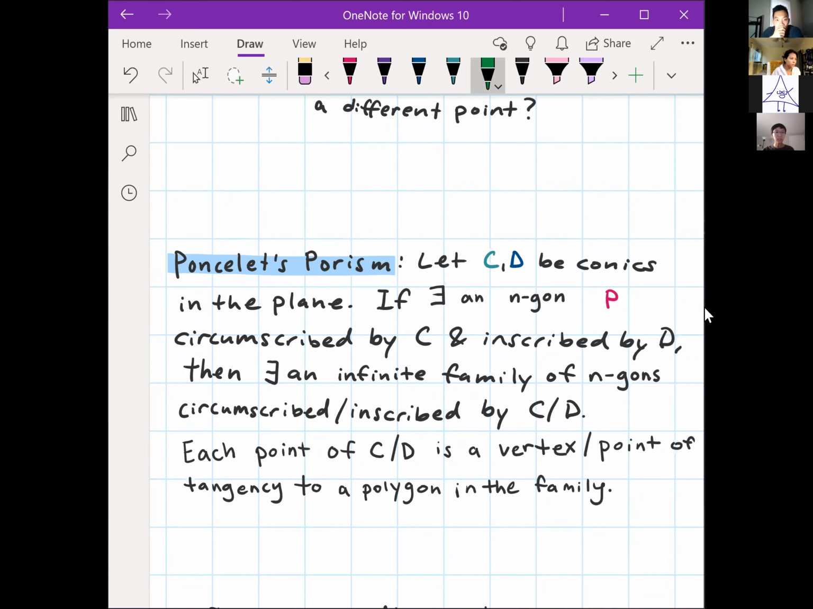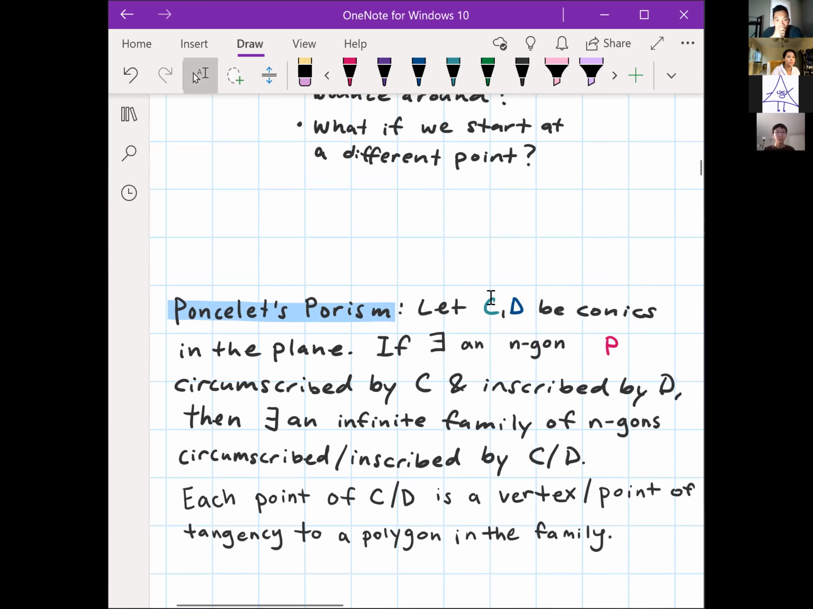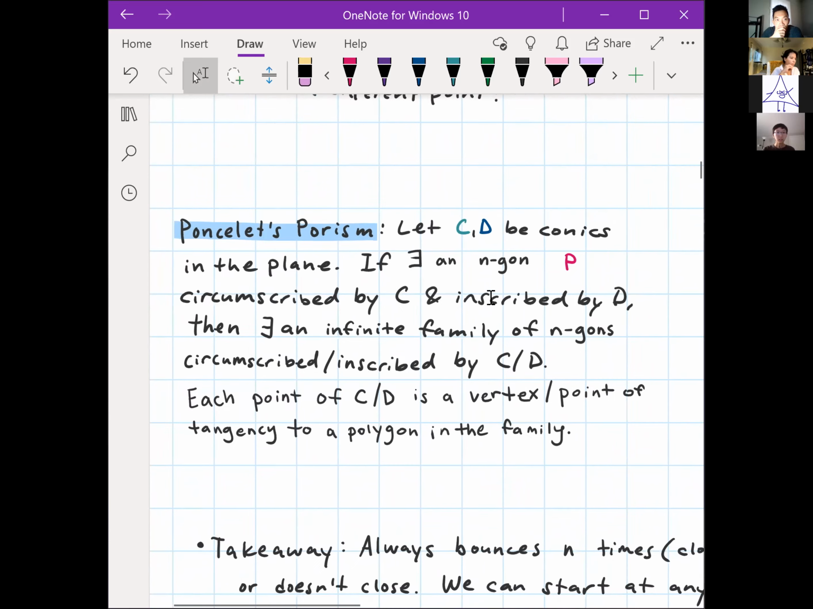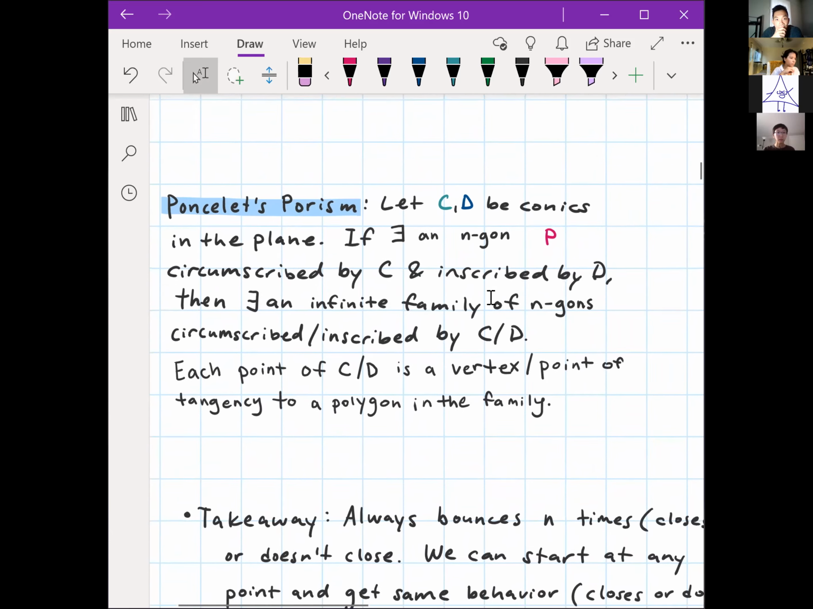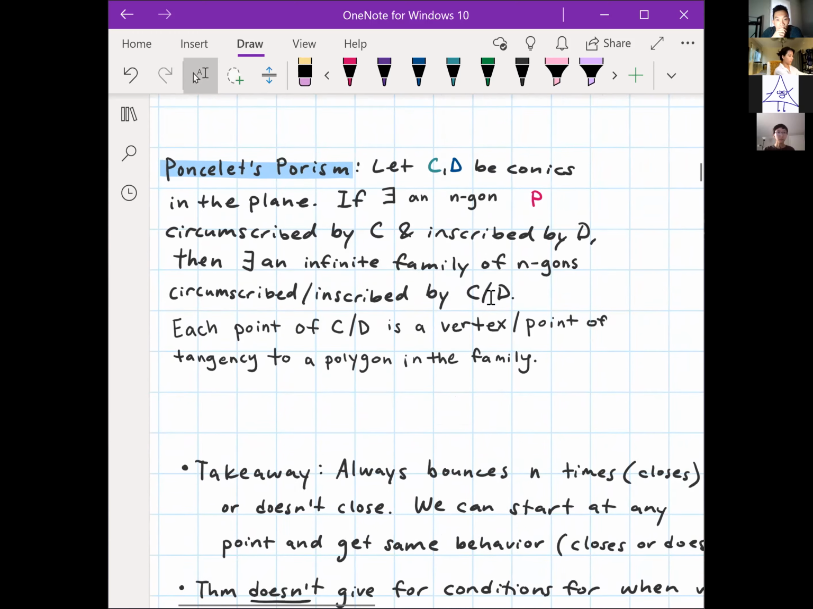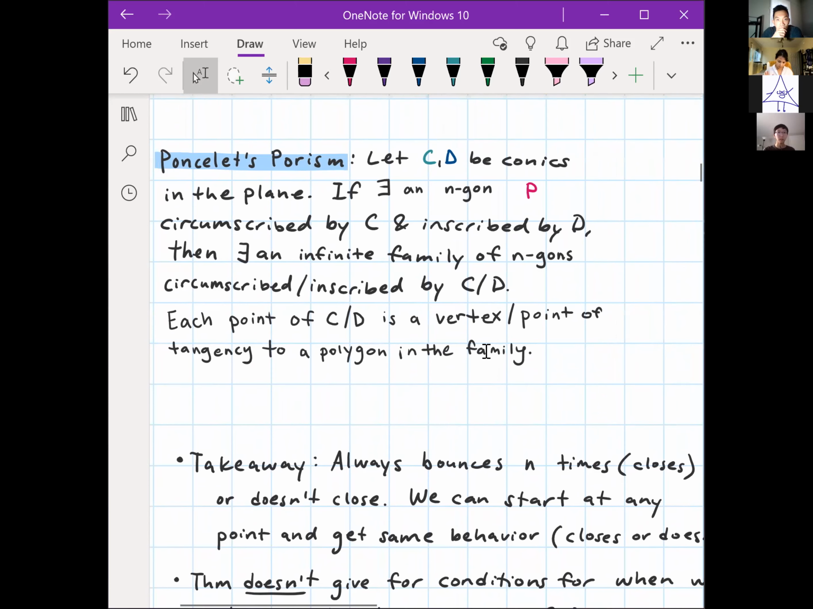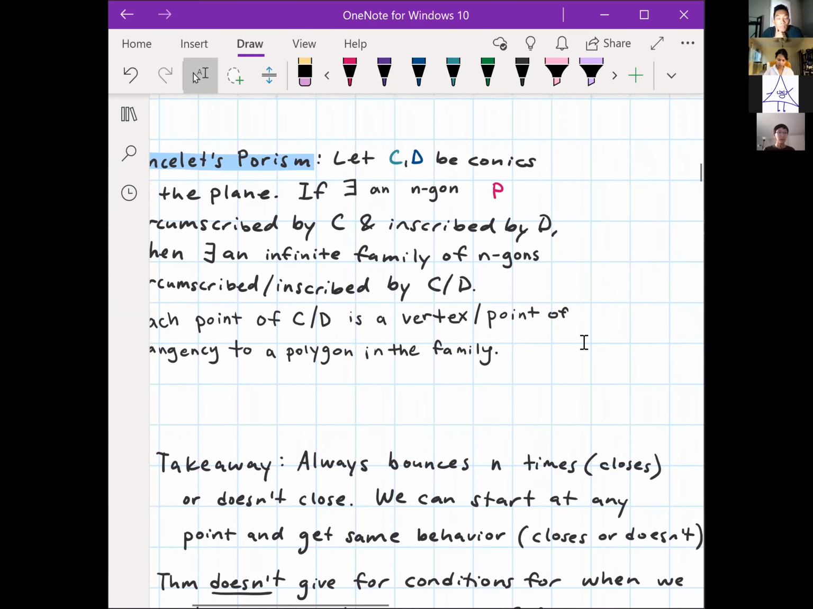Furthermore, each point of C is a vertex of one of these polygons in the family, and each point of D is a point of tangency. So I guess what this theorem is saying is that our takeaway is we either always bounce around exactly n times, or we don't close at all and we'll bounce around infinitely many times. And also we can start at any point and get the same behavior.